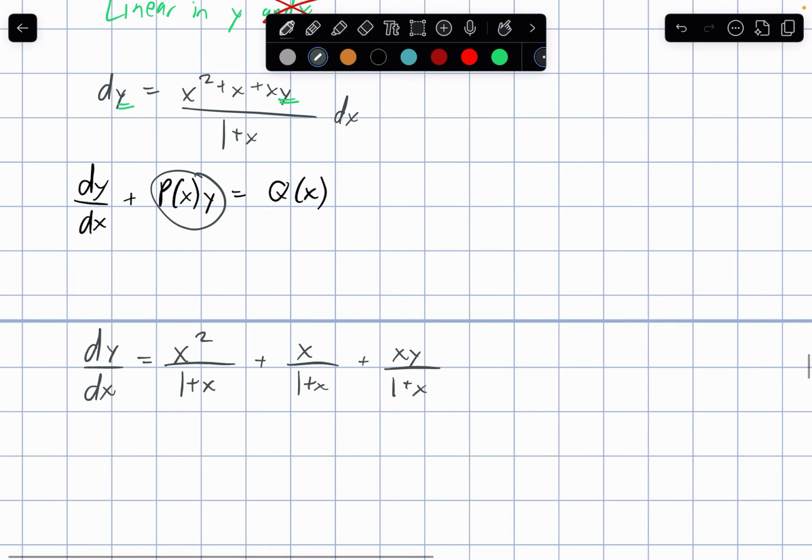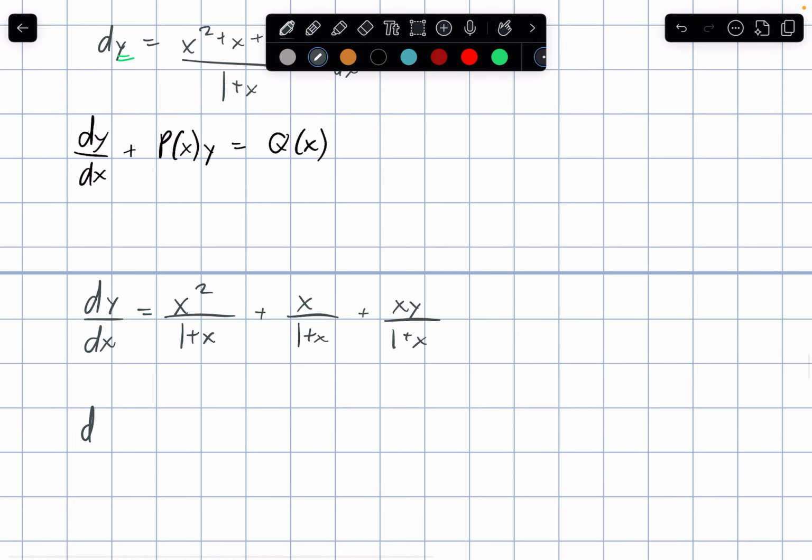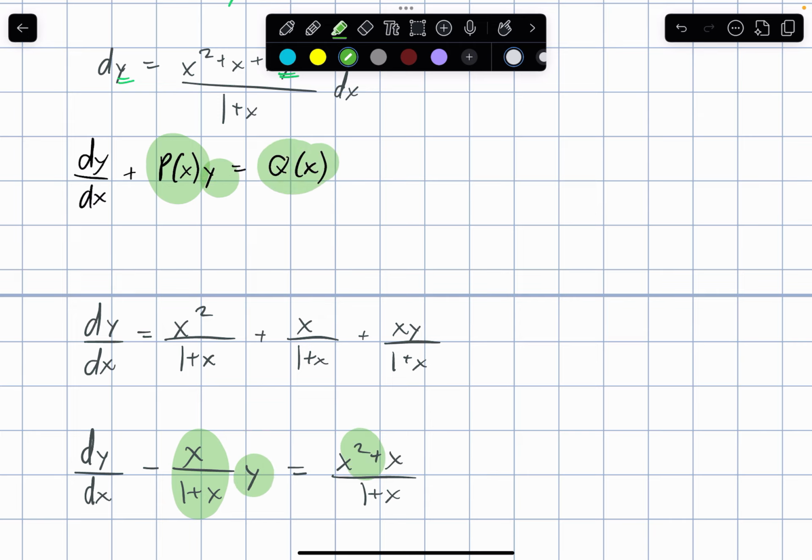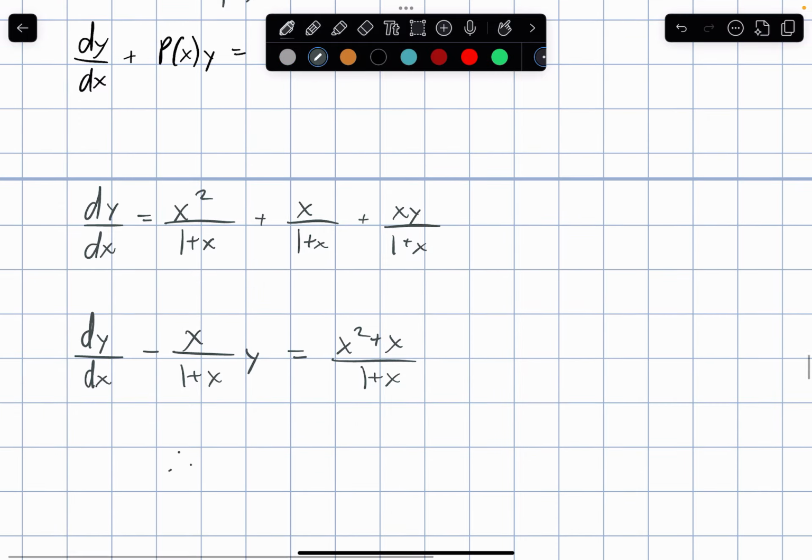Right now, the p of x times y is this one. So we separate them in such a way that we transpose it to the left side, x over 1 plus x times y, and then the rest. So these two end up at the right side. If you can visualize, p of x is actually this one. The y is this one. Q of x is this one. Now that it is in standard form, we identify what p of x is.